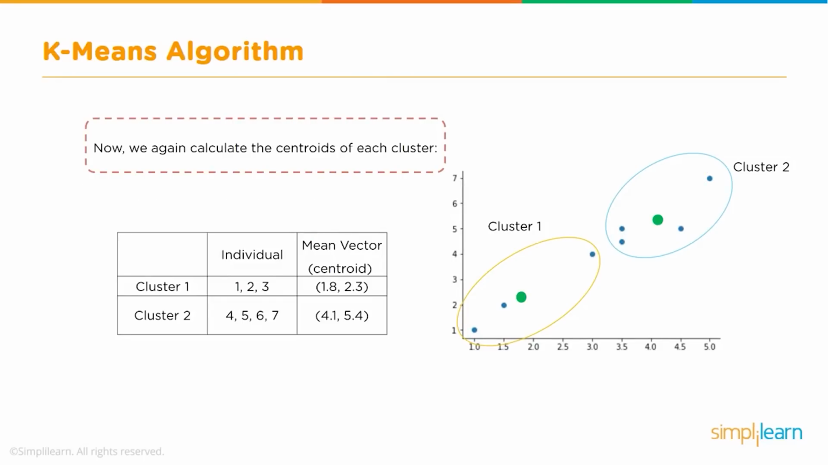Now we again calculate the centroids of each cluster. So cluster 1 and then cluster 2, and we look at each individual dot. There's 1, 2, 3 in one cluster. The centroid then moves over. It becomes 1.8, 2.3. So remember, it was at 1 and 1. Well, the very center of the data we're looking at would put it at roughly 2, 2, but it's 1.8 and 2.3. And the second one, if we make the overall mean vector, the average vector of all the different distances to that centroid, we come up with 4, 1 and 5, 4. So we've now moved the centroids.